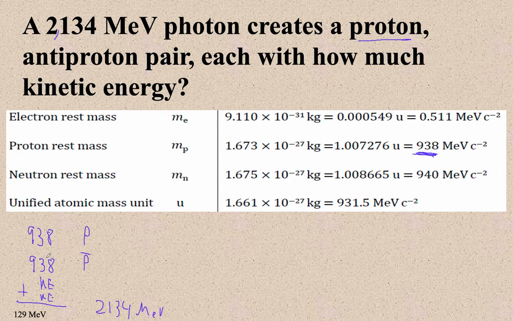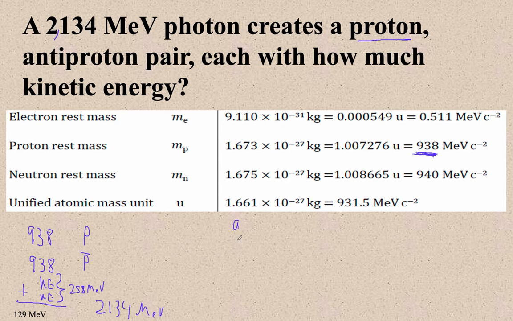So clearly the thing to do is to subtract 2 times 938 from 2134. So 2134 minus 2 times 938. And that leaves us with 258. So this is 258 MeV, right? And then you have to split that in two. So I'm going to divide by two, and that's 129 each.